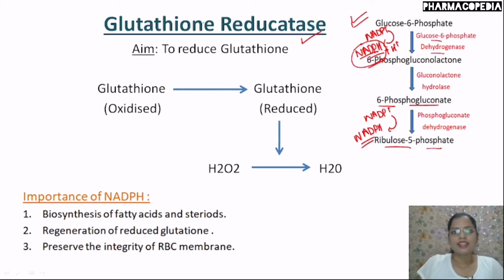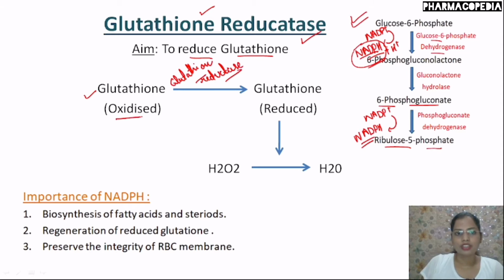When I talk about the enzyme glutathione reductase, its aim is to reduce the glutathione. As I have already told you, glutathione in the reduced form performs the function. So what does glutathione reductase do? It converts the glutathione in the oxidized state into the reduced state. As you can see from here, glutathione in the oxidized state, in the presence of the enzyme glutathione reductase, gets converted into glutathione in the reduced form.